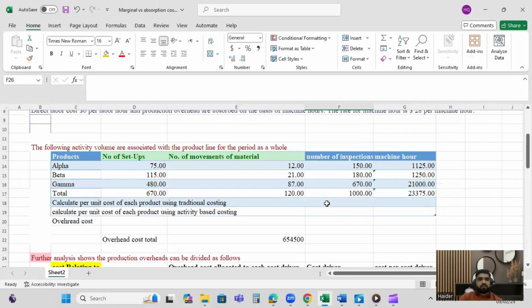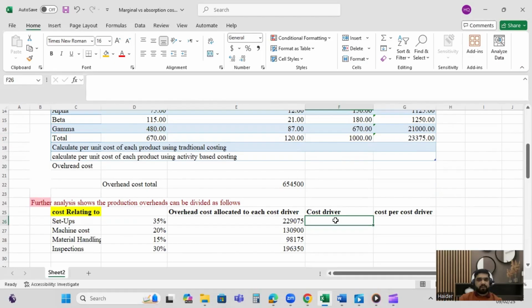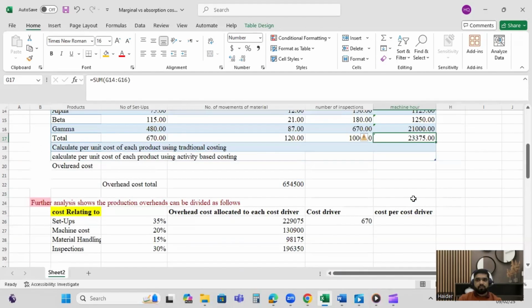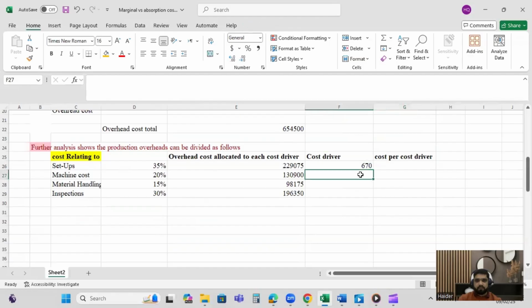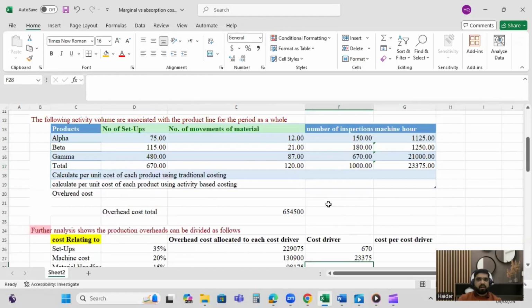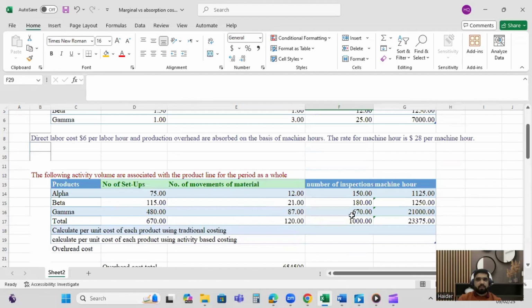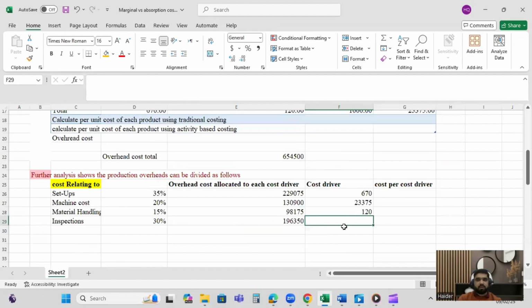And the number of each cost driver has already been given to us: the number of setups, 670. They are setups, that's the cost driver, 670. And the second cost driver was machine hours. So we will take this as it is, 23375. So number of machine hours, 23375. Material handling, here it is given, 120. And then inspections. Number of inspections is 1000. So just put it here.